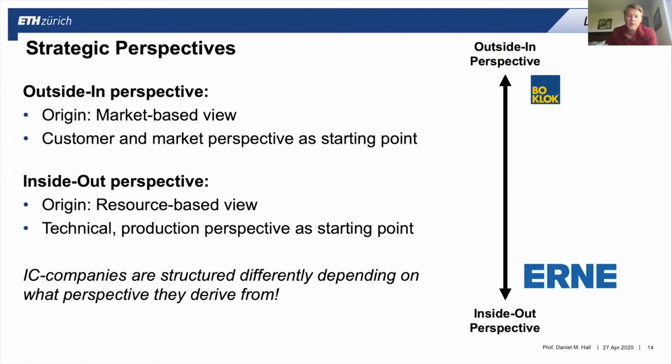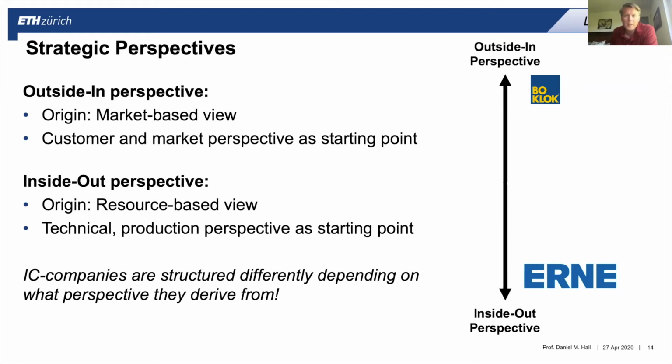So if you're an outside-in perspective, then you really need to understand your customer very well. You really need to understand the market, and then you need to make sure that the system that you design will be something that your customer can pay for. And if you're an inside-out perspective company, you really need to understand your production capabilities, and then you need to figure out, is there a market for where I want to go with these production capabilities, and really try to understand how you can translate that into a compelling business model.